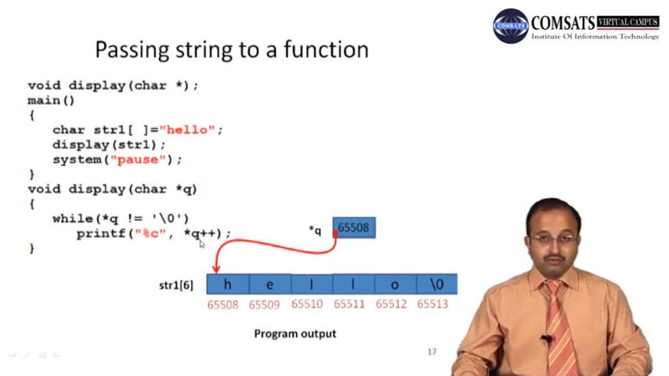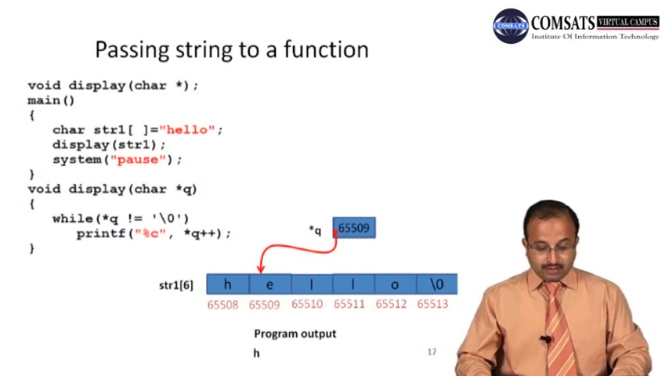The other operation is *q. So *q, with the value of the pointer q, that is 65508, is printed first. So h will be printed on the screen, and then the value of q will be incremented. Next, it compares in the while loop condition that e is not equal to the null character. The condition is true. It comes inside the while loop and prints the character at *q. That character is e. Then it increments the pointer q and it points to the next byte, and so on.